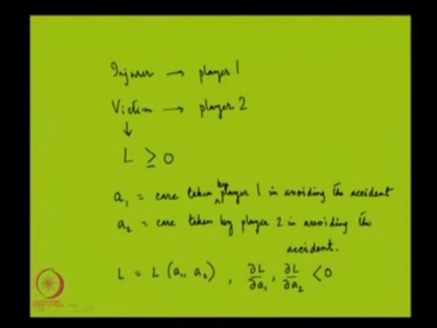And we are going to assume that L, A1, A2 are measured in the same unit. Let us call this maybe money. So, which means that I can add, subtract L with A1 and A2.